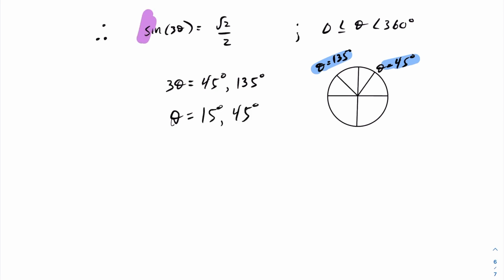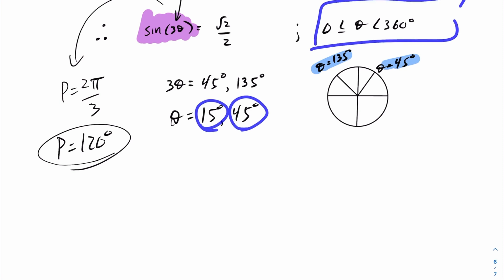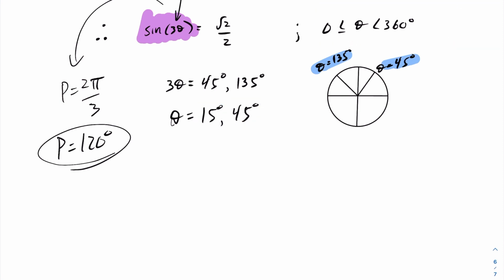Now we want to take a look at what is the period of the sine of 3 theta. Well, your normal sine function has a period equal to 2 pi. And now what we're doing is we are compressing this by a factor of 3. So we're going to divide that by 3. In degree measure, this will end up being 120 degrees. 2 pi over 3 radians is 120 degrees. So therefore, we're going to go ahead and add the period of the function to each of these values and keep adding that until we use up our entire space here, right up to 360 degrees.